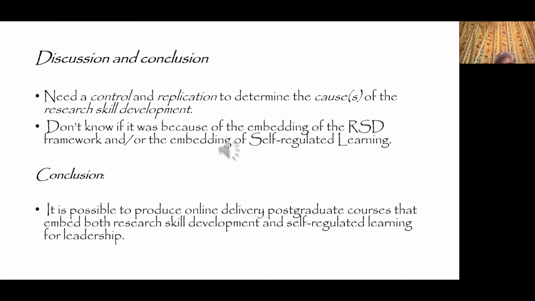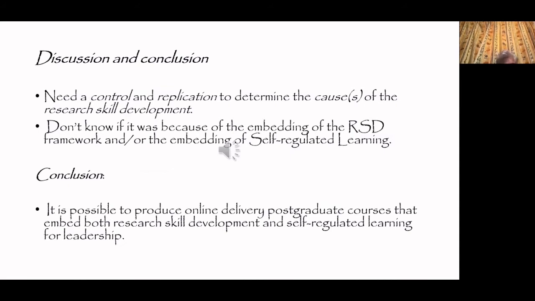So in conclusion, no, we can't conclude what caused the success of that research skill development. There's no control, there's no replication. We can't say it was because of the embedding of the research skill development framework. We can't say it was because of doing it by also embedding self-regulated learning. We don't know what was the cause. It could just be that that particular subject always leads to research skill development. We don't know.